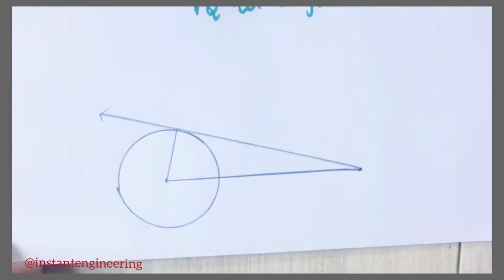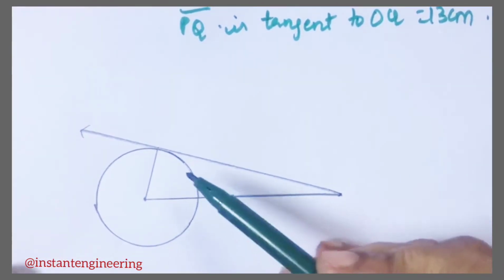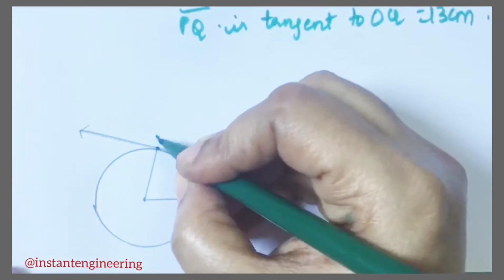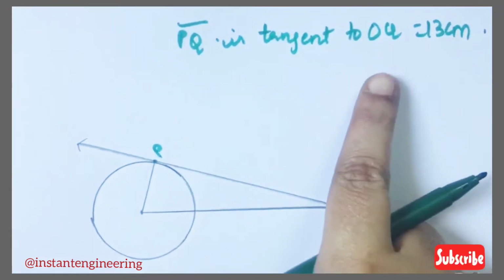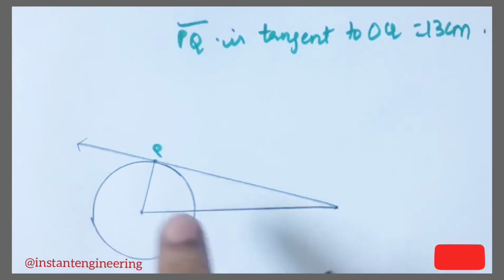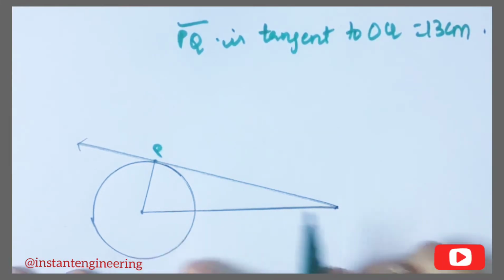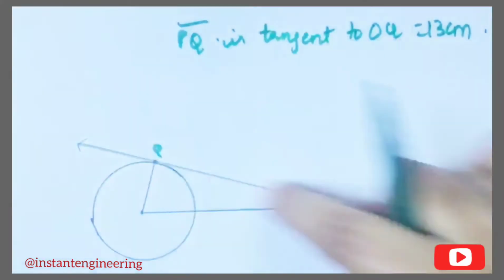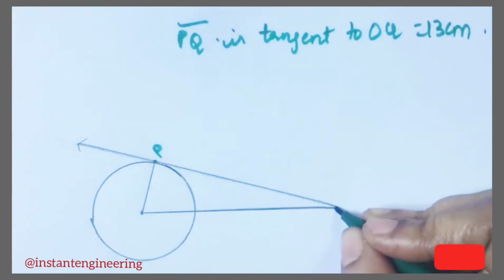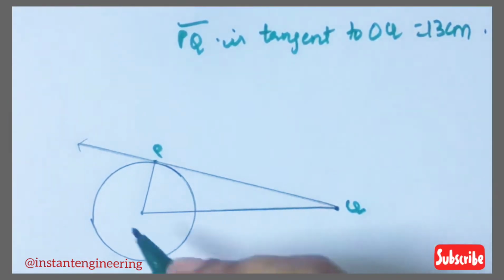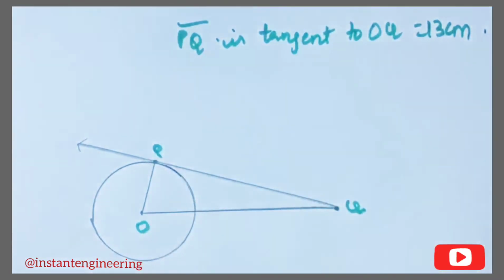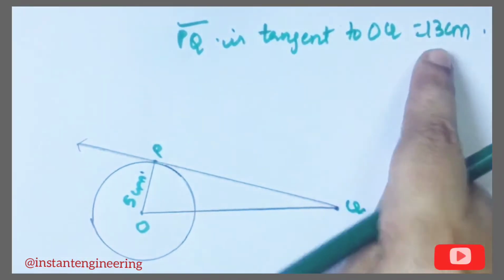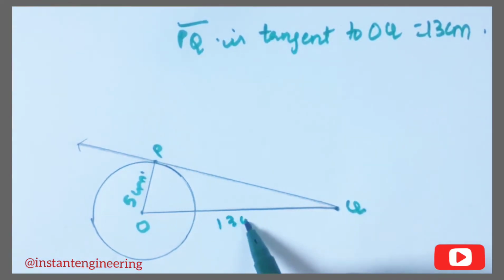If you take something like this, it is a circle drawn with a radius of 5 centimeters. This point is P. PQ is the tangent, that's what he said, right? So this is PQ. A tangent is nothing but a line which touches the circle from the exterior side, I mean the outside. So this line is the tangent. This point is P, we'll consider this point as Q, and this is O, the center. OP is 5 centimeters, the radius. And according to the question, OQ is 13 centimeters.